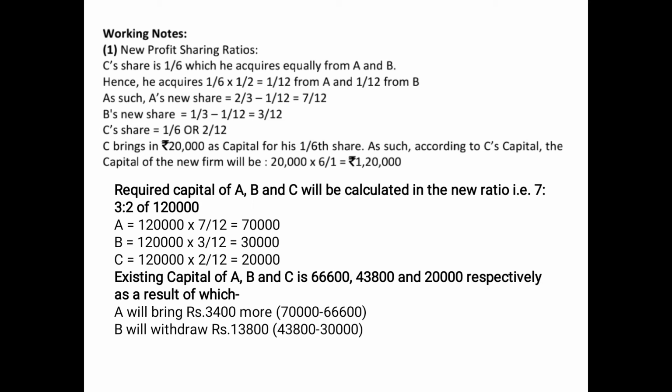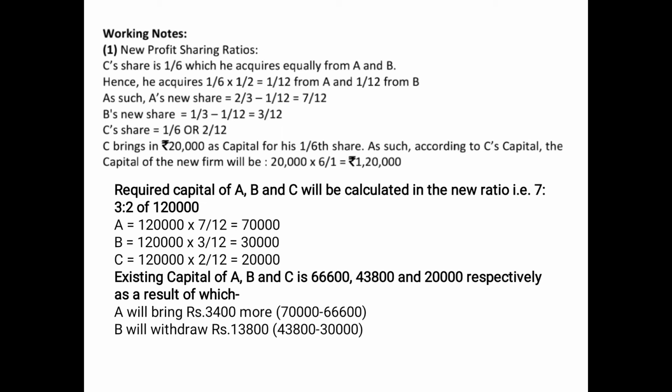As you can see, the denominator of A and B is 12, but that of C is 6. So we have to convert 6 into 12, for which we have to multiply 6 by 2. Whatever we are multiplying in the denominator, the same has to be multiplied in the numerator. So 1 by 6 into 2 by 2, that is 2 by 12, will be the new share of C. So ultimately the new profit sharing ratio will be 7 is to 3 is to 2.